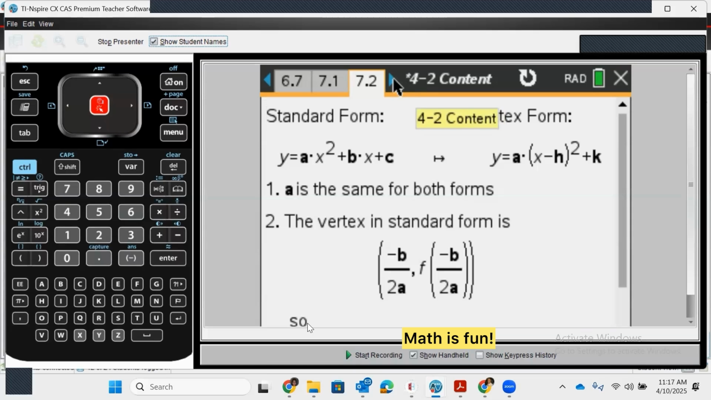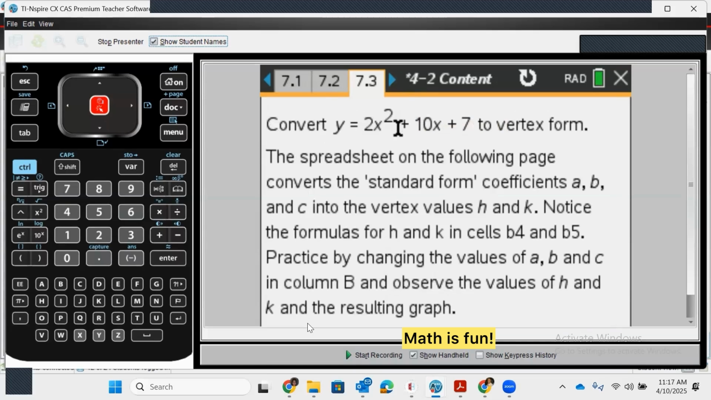Alright, so you're gonna do the same thing that we just did. So we're gonna convert this to vertex form. Okay? So make sure that you are paying attention to every single part. And let me know if you need guidance.